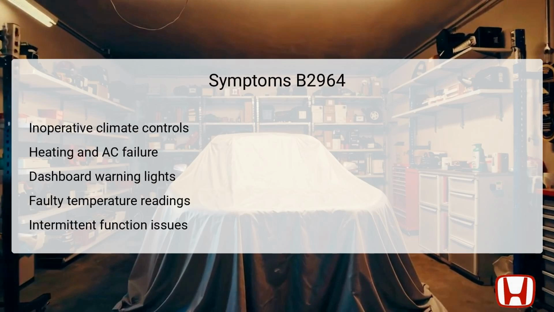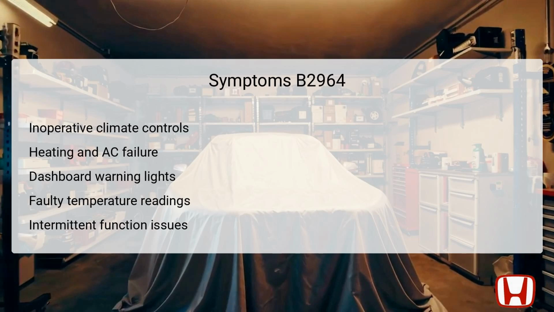The symptoms of DTC B2964 manifest primarily through the failure of climate control systems. One of the most noticeable effects is the inoperability of climate controls, meaning that users may be unable to adjust temperature settings or enable heating and air conditioning.